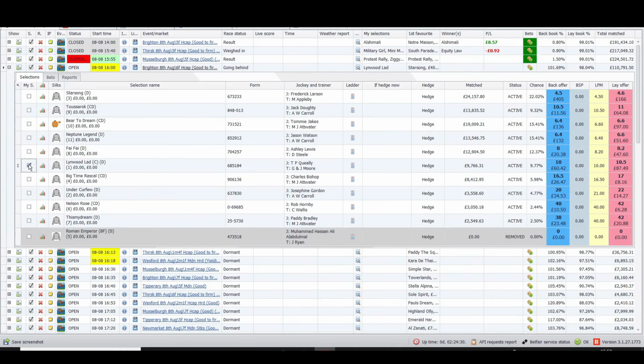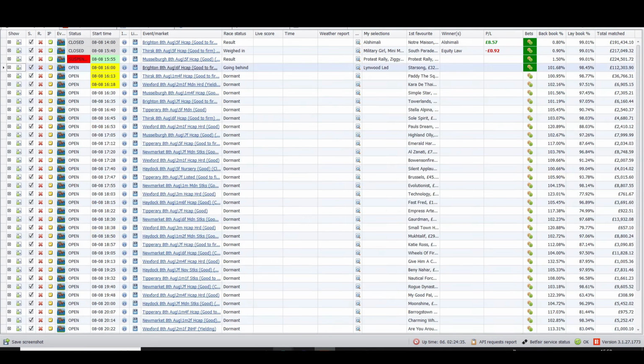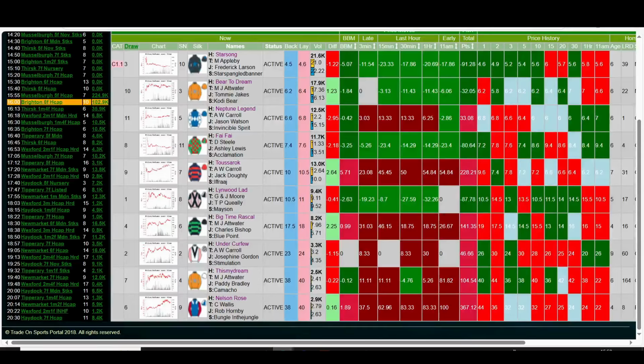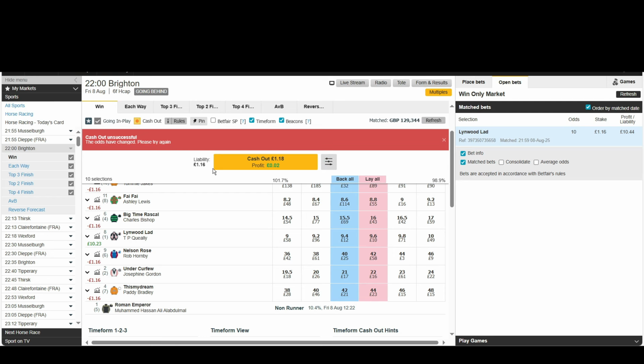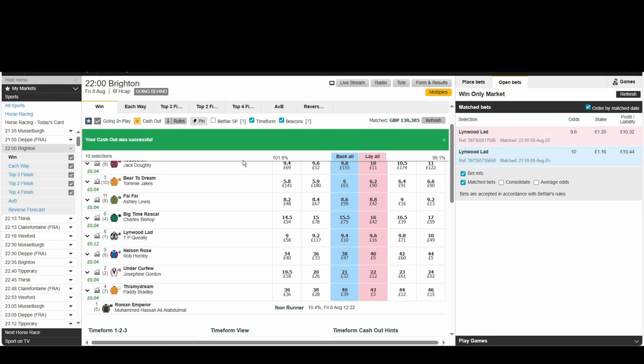When you get back-to-back races like this on a Saturday, this is where you want to do your filters. All right, that bet's going to be on. We're going to head over to Brighton. Okay, now he's come back into 9.2, and I'm just going to cash out for a profit. That's a no bet. Okay, I'm just going to cash out straight here.